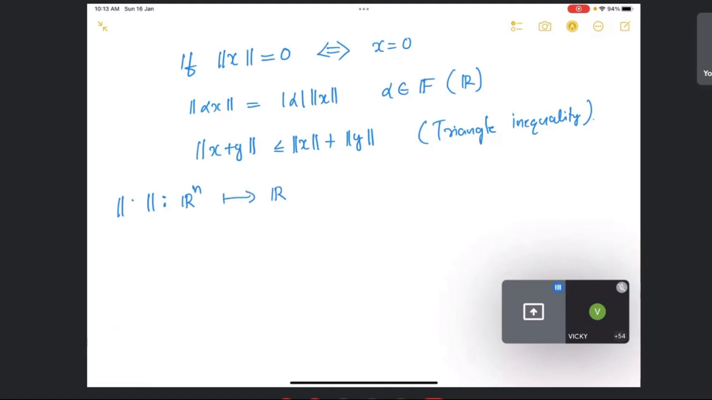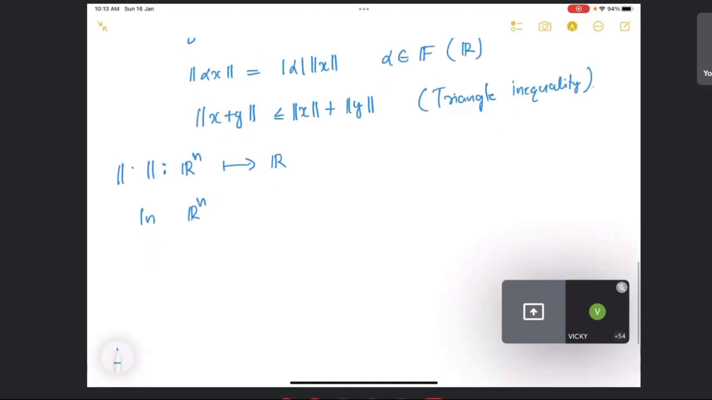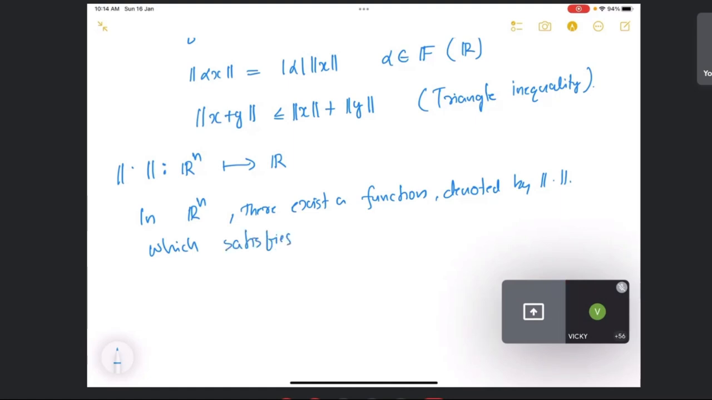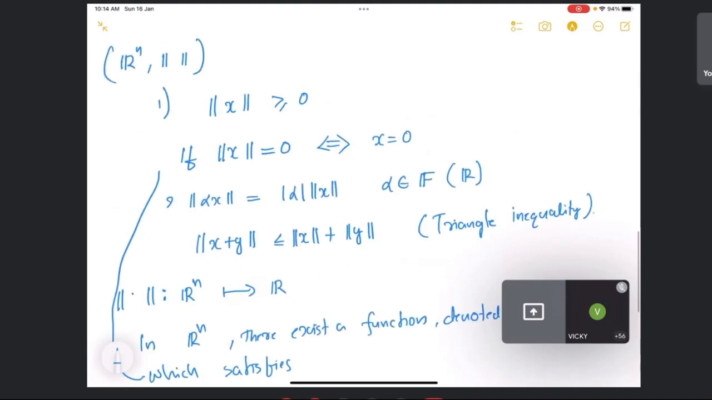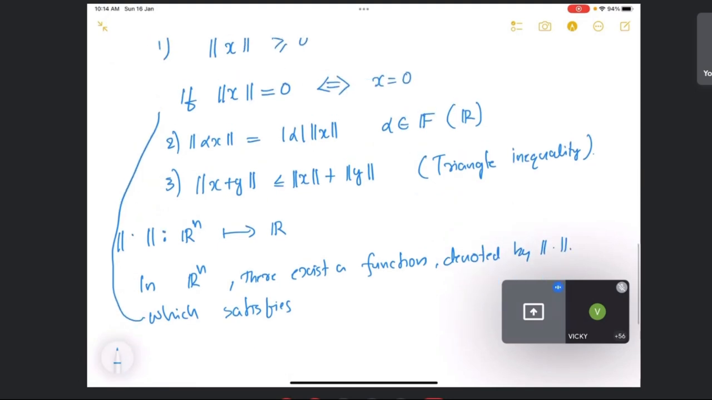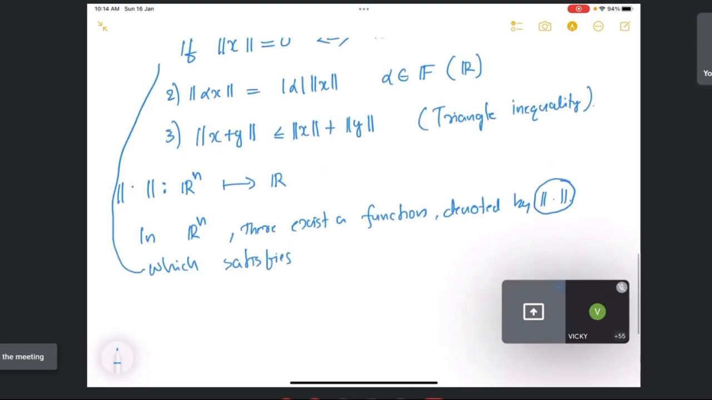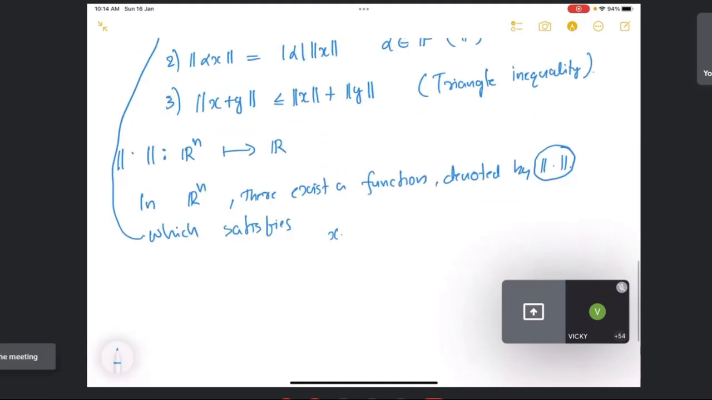Okay, so in R power n, there exists a function denoted by norm which satisfies all these properties mentioned above, 1, 2, 3. These three properties. Okay. So in R power n, you have a function and we denote that by this expression norm, and which satisfies all these properties. And naturally, this norm on R power n comes from the dot product x dot y.